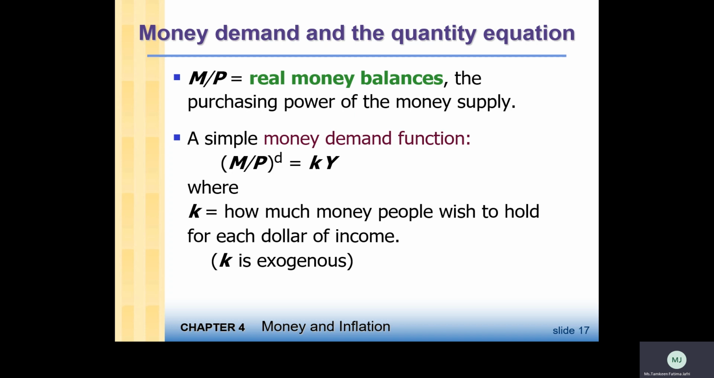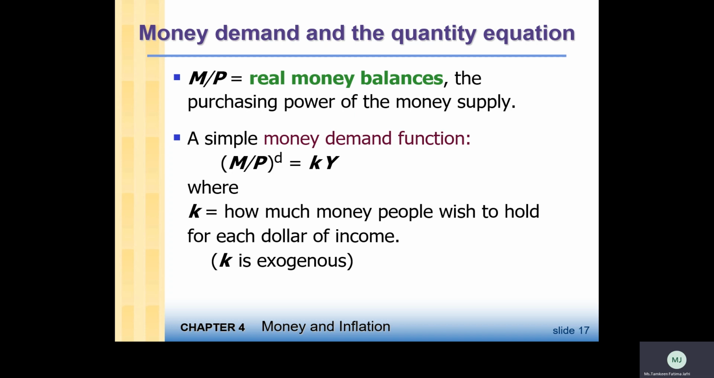Just listen to this point again. If my income increases, I would like to buy more goods and services. And in order to buy those goods and services, I need money. So I'm going to demand more money. Hence, a positive relationship exists between Y and money demand.